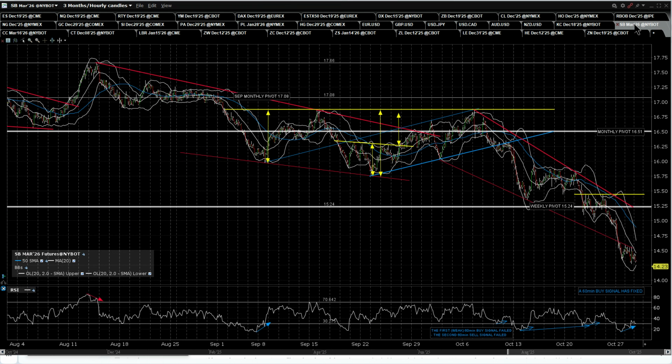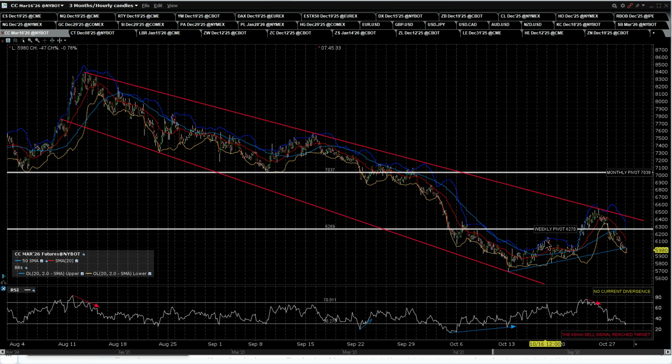Looking at SB, we've got a 6-minute buy signal fixed, but I'm concerned we might be breaking down on the bigger picture. On CC, this looks like a bear flag within a megaphone.